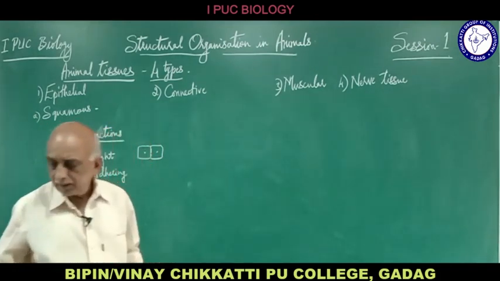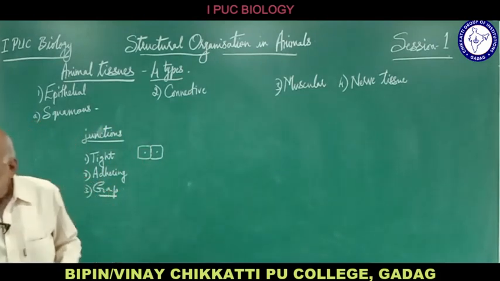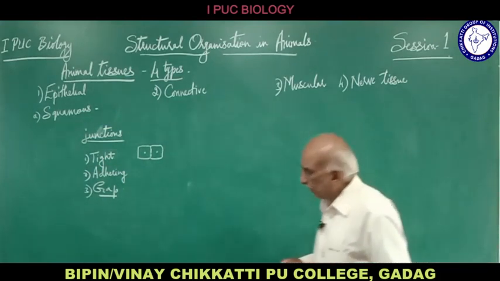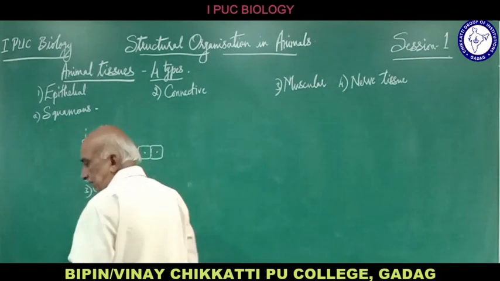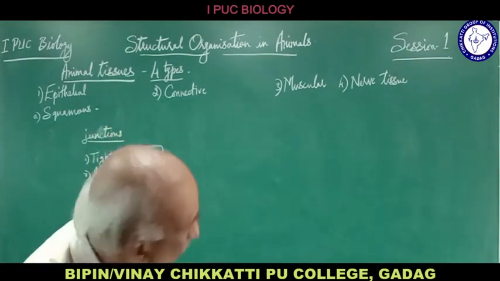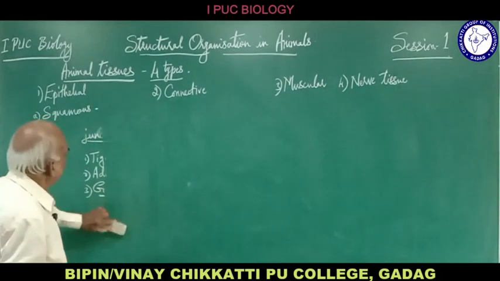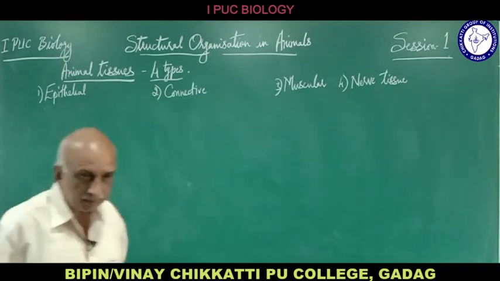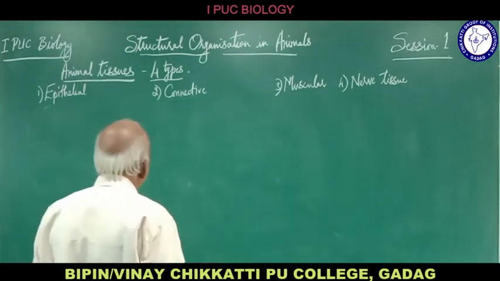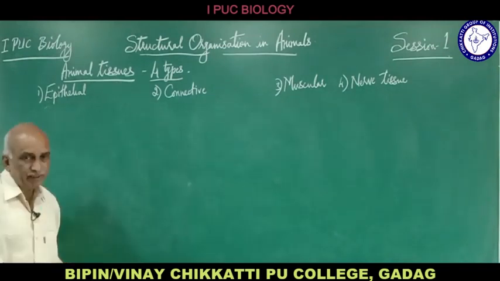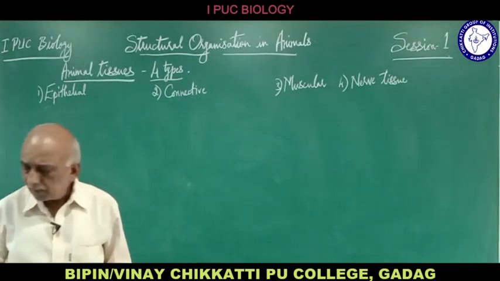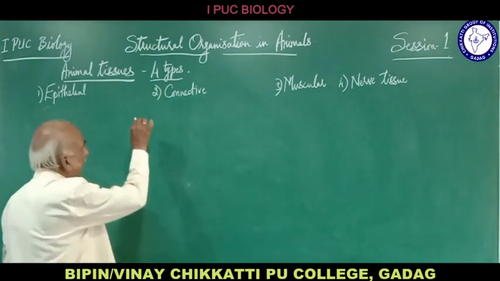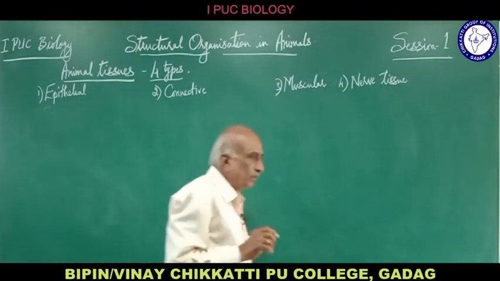Now coming to the connective tissue. This connective tissue is a tissue which connects one and the other. That is the main function of this tissue. And here the tissue contains cells which are not arranged in a particular manner, and this tissue contains three important parts in it.